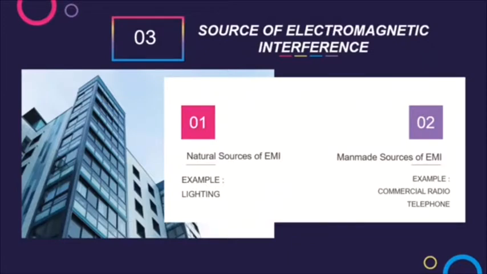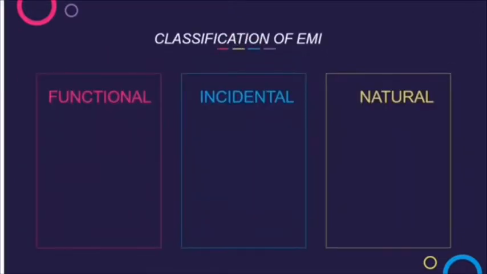So we're going to talk about our number 3 content, which is sources of electromagnetic interference. This source can be divided into two. Number 1 is natural source of EMI, and number 2 is man-made source of EMI. An example of a natural source of EMI is lightning, while man-made sources are commercial radio and telephone. The classification of EMI can be divided into three: functional, incidental, and natural.